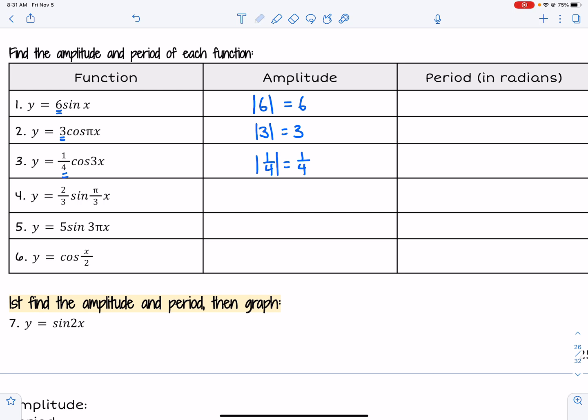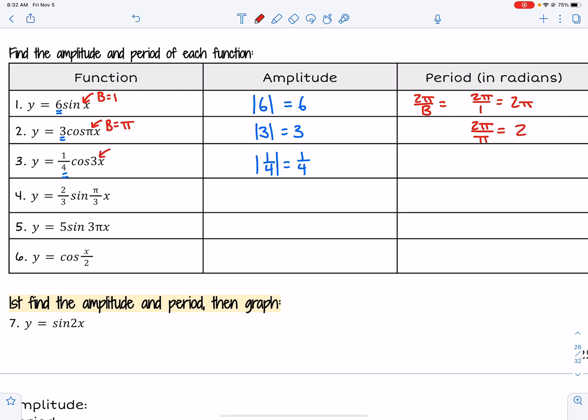So let's pick out the period for those three. The period is always 2 pi divided by B. So B in this case is just a 1. There's nothing else right there. So I'm going to write B equals 1 for this one. So 2 pi divided by 1 would just mean that this one has a period of 2 pi. All right, number 2 has a pi right there between cosine and the x, so B would equal pi. So we would say the period is 2 pi divided by pi. The pi's would cancel out and leave us with 2.